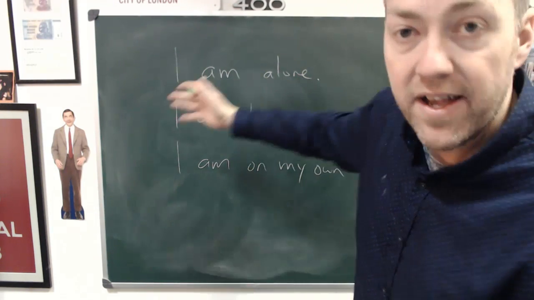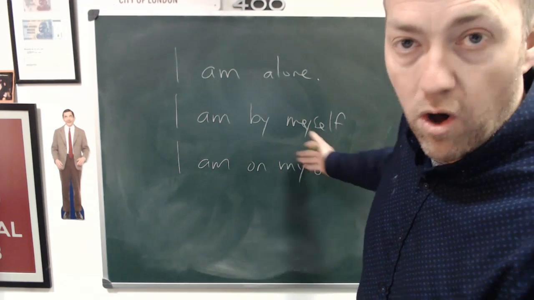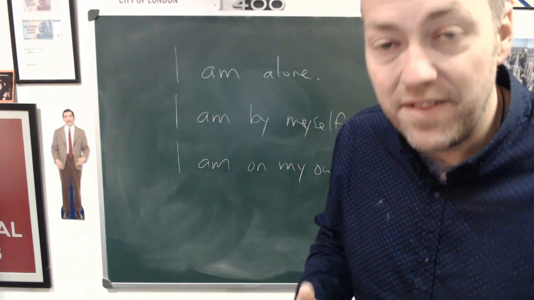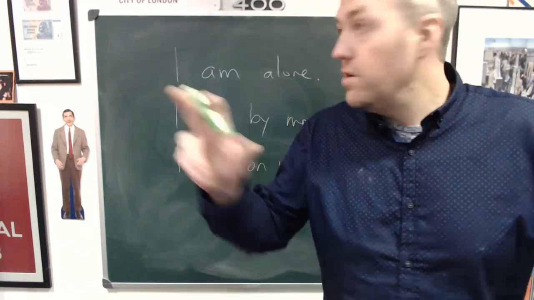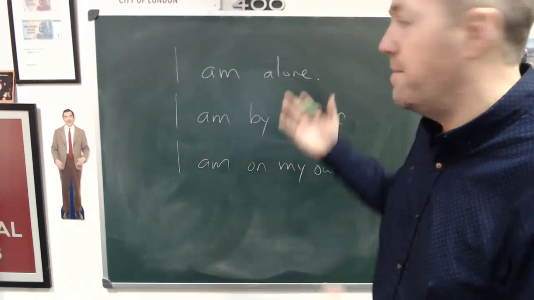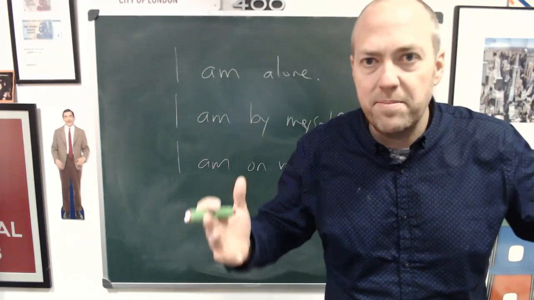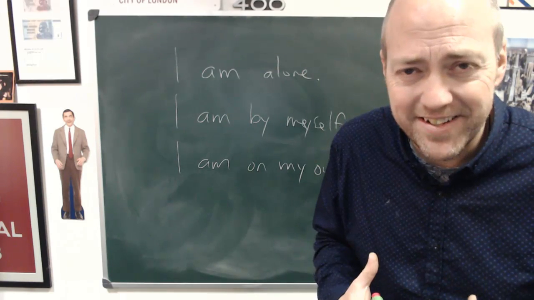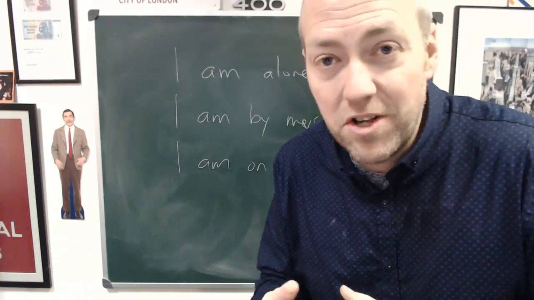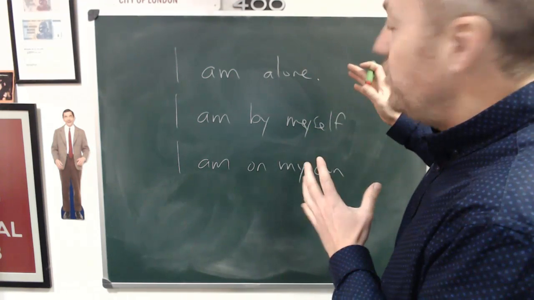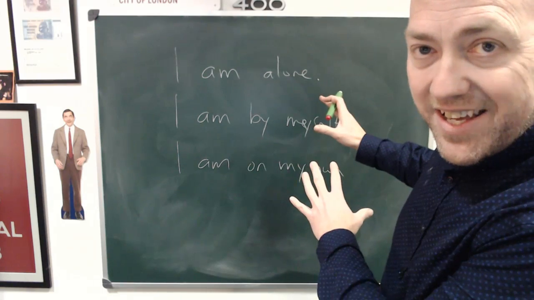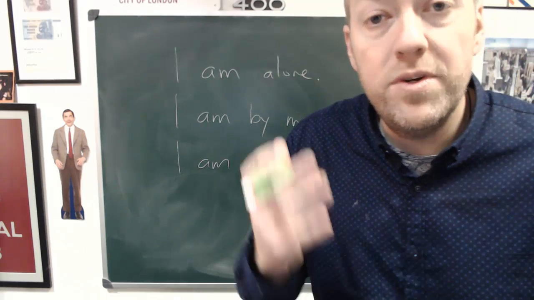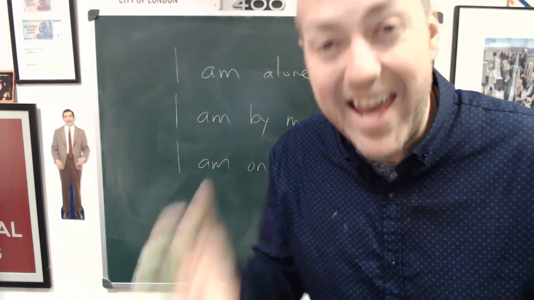I am alone, I am by myself, and I am on my own. Okay? And they all mean that it's me and no other people. Only me. I'm alone. There's no other people. I'm by myself. And I am on my own. Okay? But also, you can use these to mean something a little bit different, okay? Which is that you did something without any help.